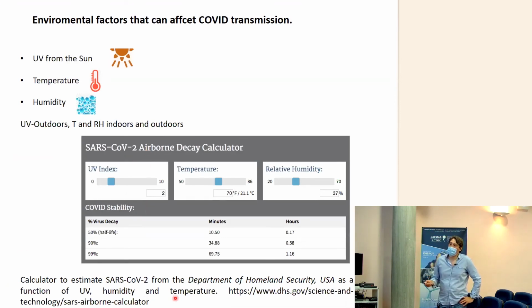So if you go to the Department of Homeland Security of the USA, they have a calculator in which you can introduce your UV index, temperature, and relative humidity, and based on different models and experiments, it tells you the time that you need for the virus decay, depending on your conditions, okay? And these are the three main conditions: UV, as mentioned, temperature, and humidity. You can apply that and see how important these parameters are.